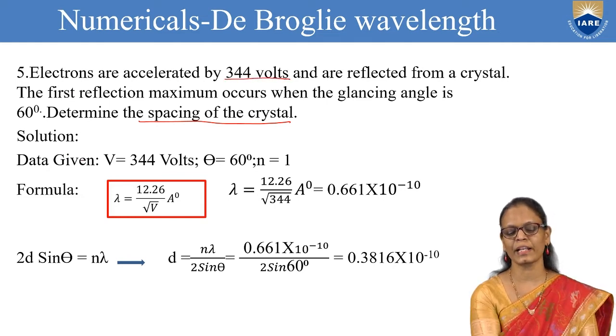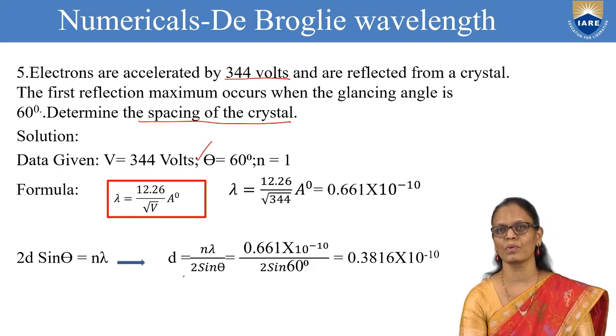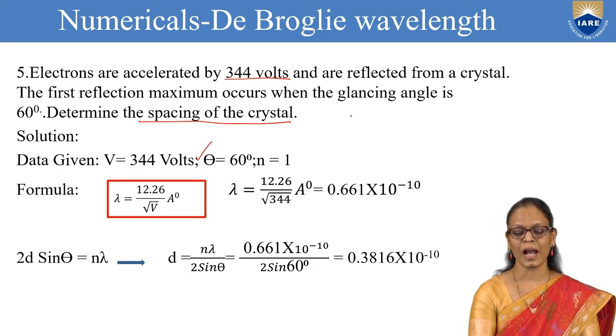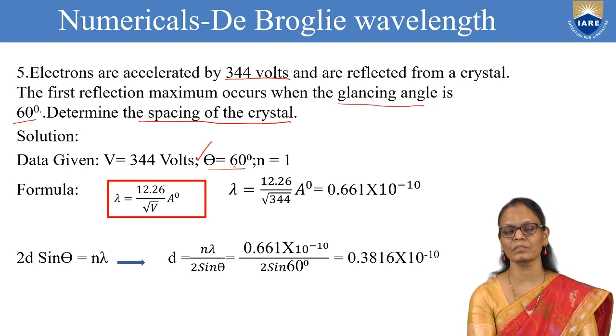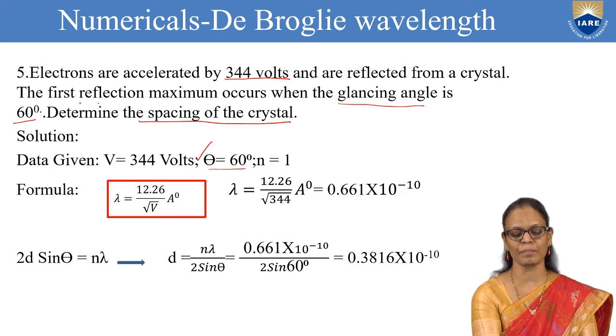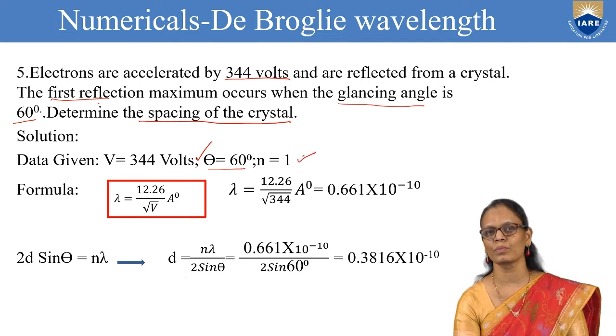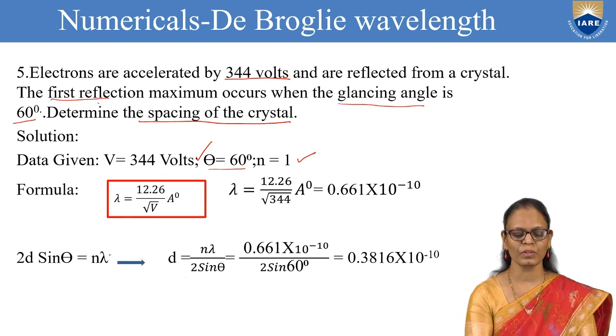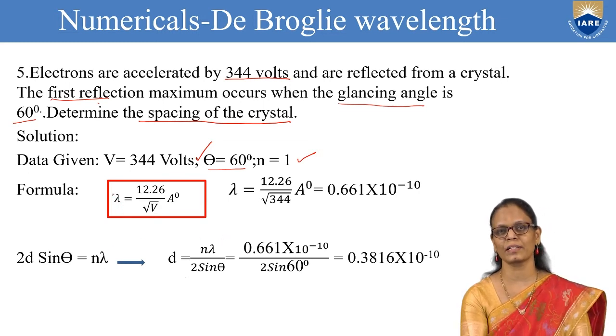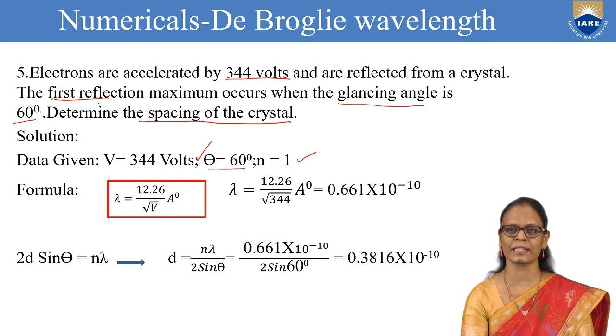It is accelerated by 344 volts. So V here is 344 volts. And the glancing angle is 60 degree. So theta is equal to 60 degree. And we are talking about first reflection maximum. So we have to take n is equal to 1. So in the first step, what we are going to do is to calculate the value of lambda, that is the wavelength of these electrons that are accelerated.